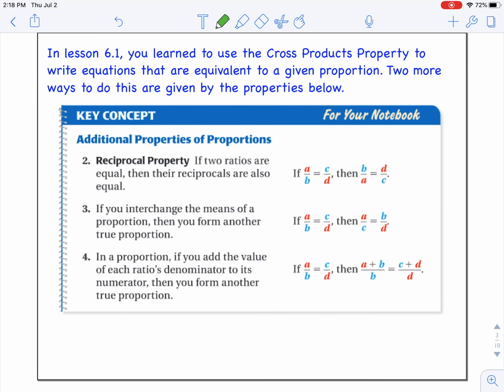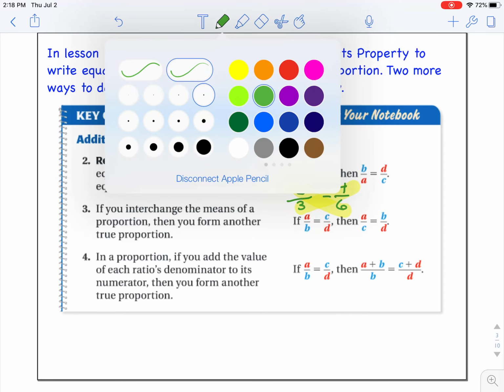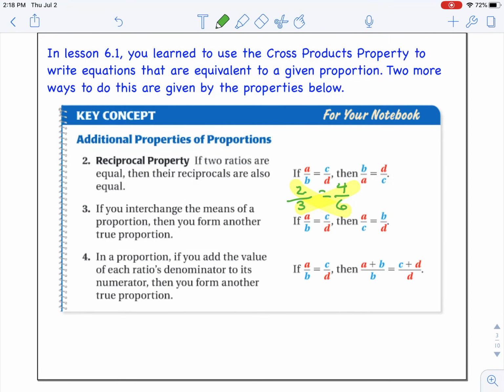The reciprocal property says if two ratios are equal, then their reciprocals are also equal. Let's use a specific example to highlight this. If we take two fractions that are equal, that's a proportion, like 2/3 and 4/6. Their cross products are 2 times 6 and 3 times 4, and those are both 12. If we look at the reciprocals and flip both fractions, we'd have 3 times 2 equal to 6 times 4. That is still true, and again we can tell because the cross products are still equal.